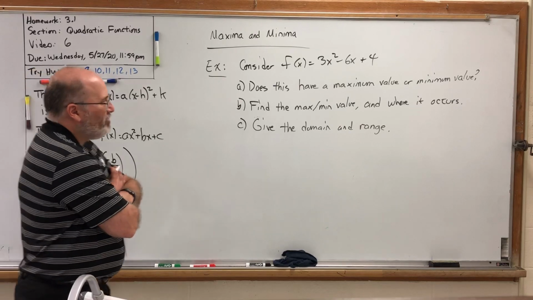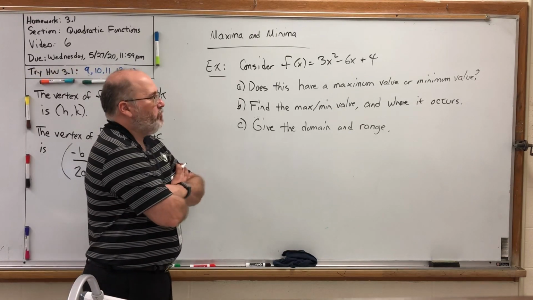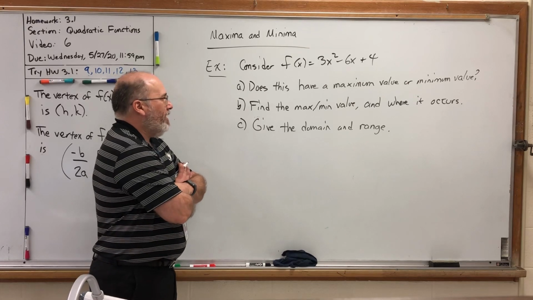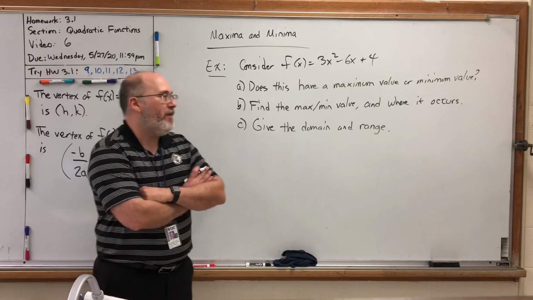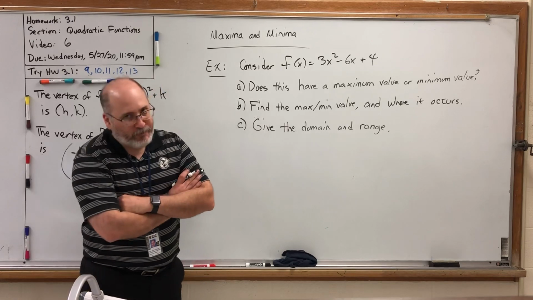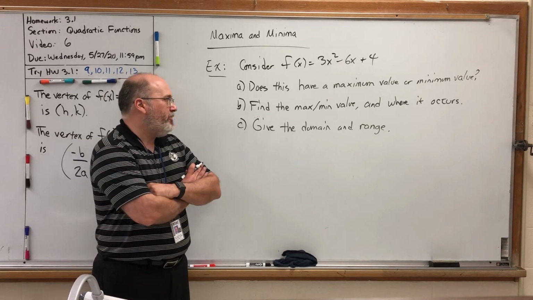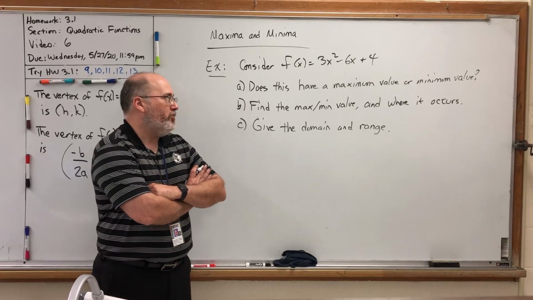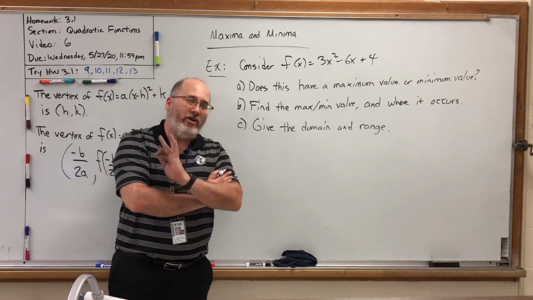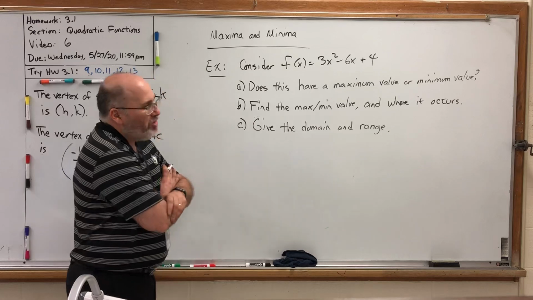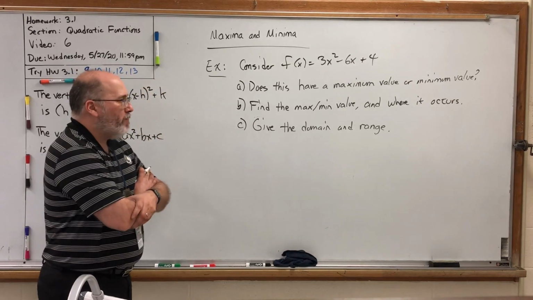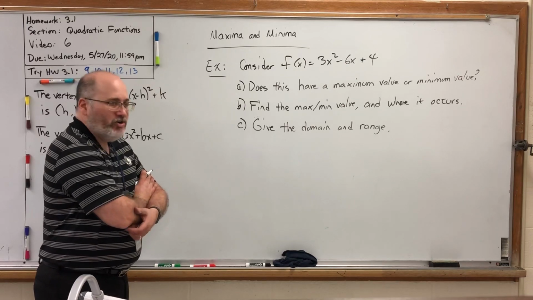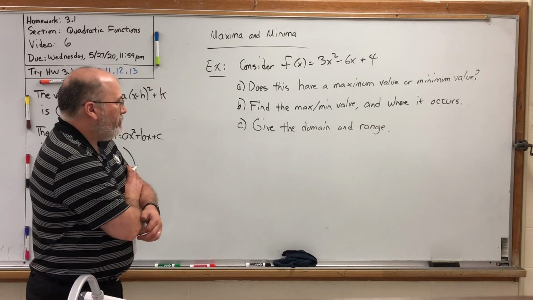So for example, let's consider the function f of x equals 3x squared minus 6x plus 4. Part A, does this have a maximum value or minimum value? That's pretty easy to answer. We'll do it in a moment. Part B, find the max/min value, whichever one it is, and where it occurs. This is actually pretty easy to do. The hardest part about it is the semantics. And then give the domain and range. All right, so let's start with part A.